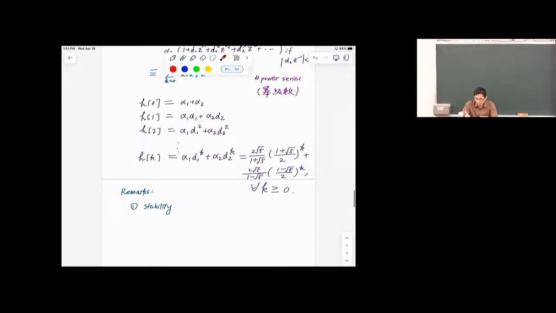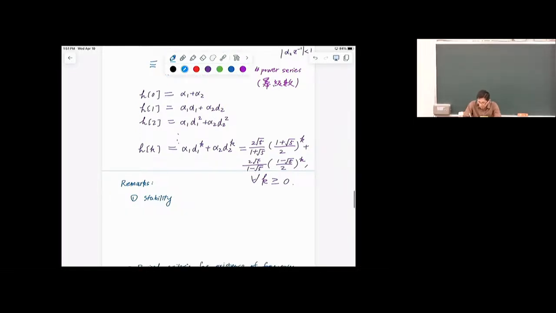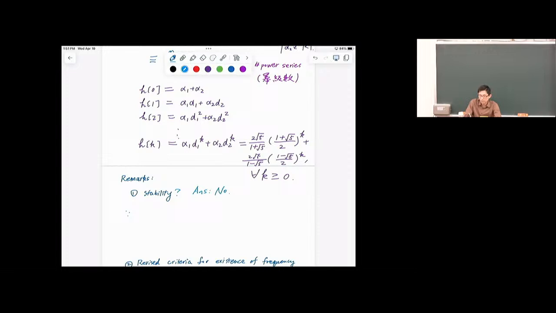Because there are a few, now we want to mention a few equivalent statements. Stability? The answer is no for this system. And because, you can write down, because what? Because A, the limit as n approaches infinity of h of n is not finite. It doesn't converge.